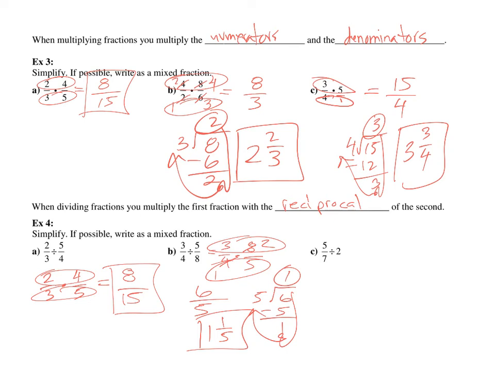All right. 5/7 divided by 2. All right, I'm going to write this as 2/1. So flip the fraction. And multiply across. All right, and that's all there is to it.